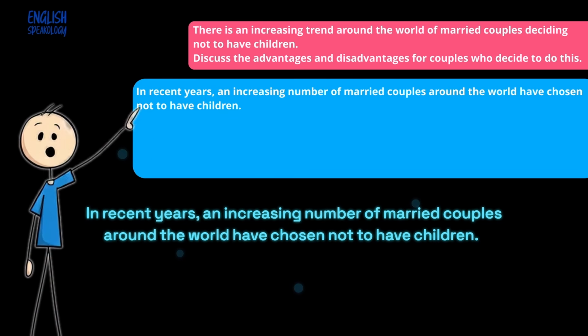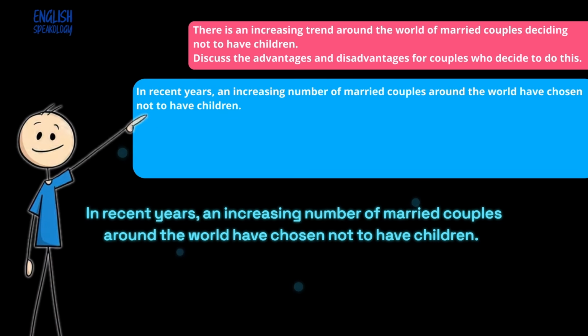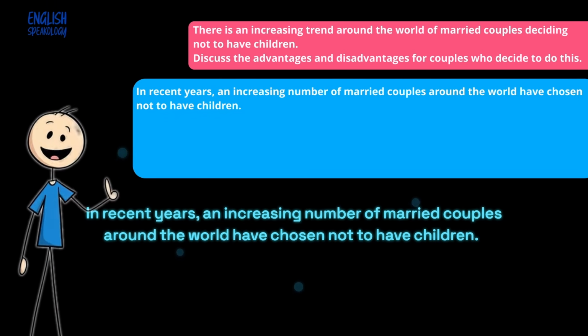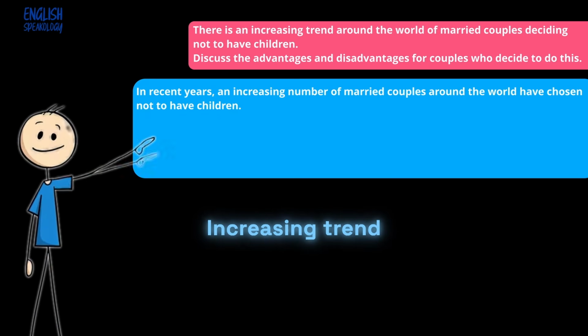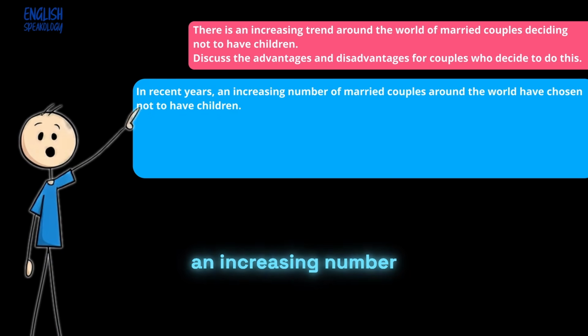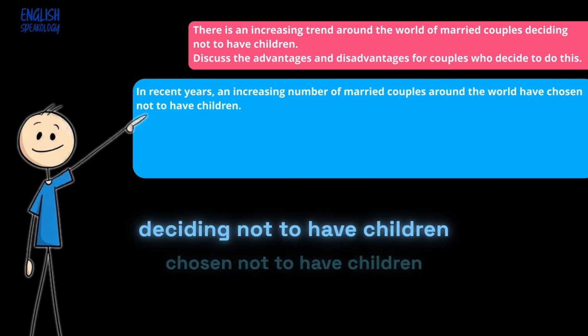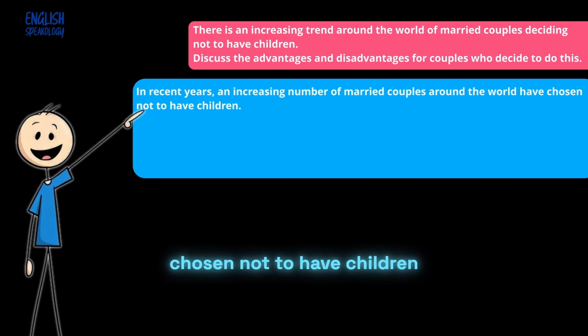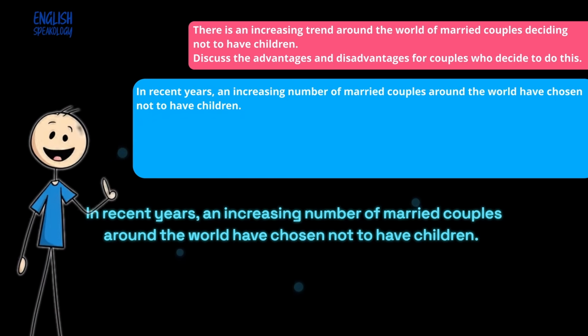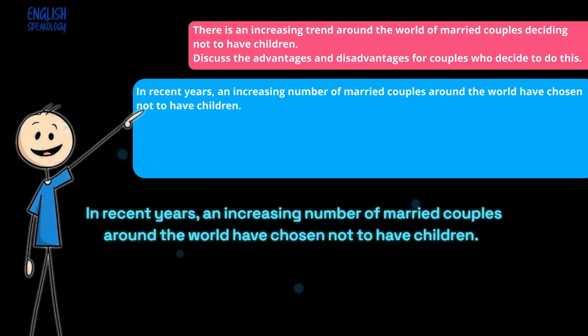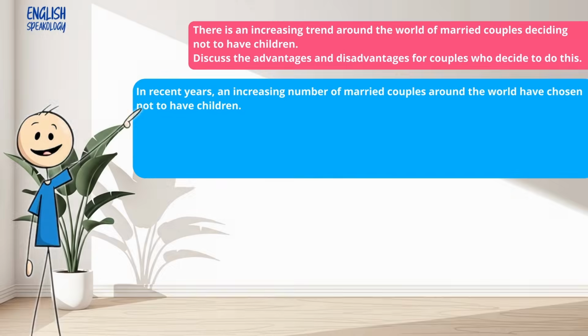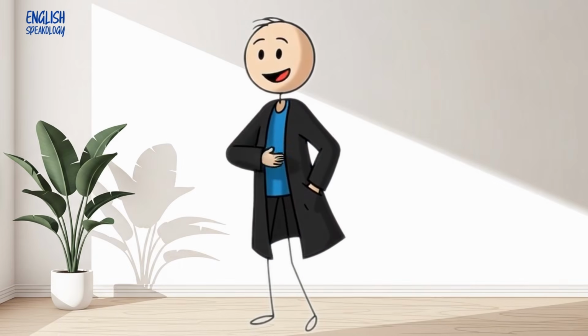Now let's stop and analyze this sentence. This sentence is a paraphrase of the question. Instead of copying the question exactly, we changed the wording. For example, increasing trend became an increasing number. Deciding not to have children became chosen not to have children. This shows the examiner that you can use different vocabulary to express the same idea. Paraphrasing is an important skill in IELTS writing.